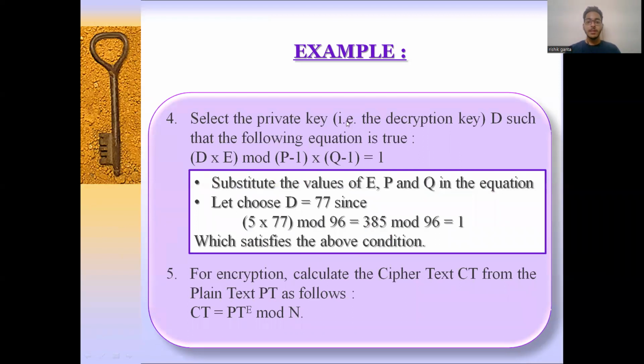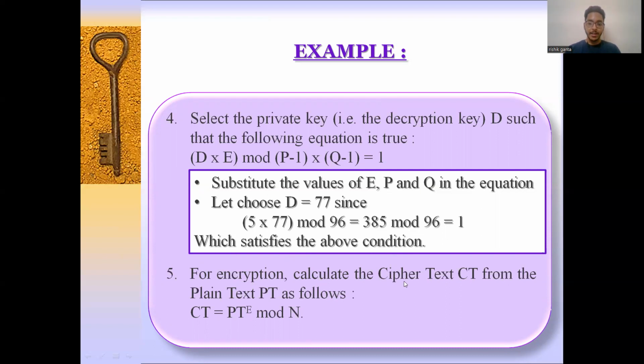Now select the private key, that is the decryption key D, such that the following equation is true: D into E mod (P minus 1 into Q minus 1) equal to 1. Substitute the values of E, P and Q in the equation. Let us choose D equal to 77, since 5 into 77 mod 96 is equal to 385 mod 96, which is equal to 1, which satisfies the above condition.